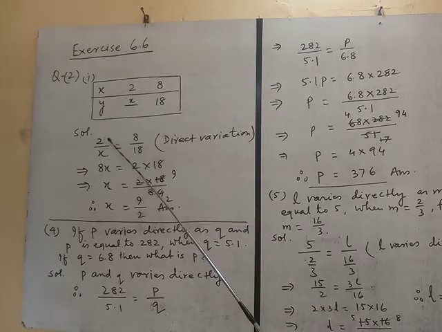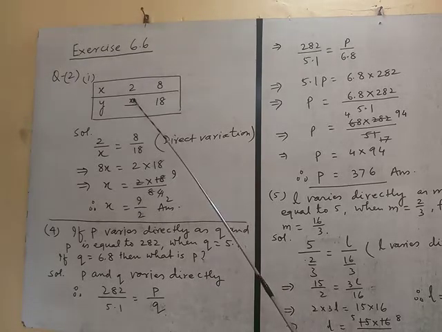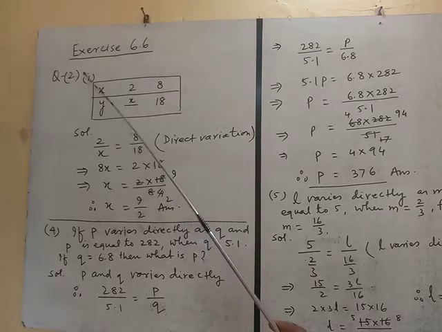Now 2 by x is equal to 8 by 18. Therefore, cross multiplying, 8x is equal to 2 into 18, right? Now x is equal to how much? After simplification, it comes to be 9 by 2. This is the answer. So we will fill in 9 by 2 here. Correct? That was question number 2, subpart 1.